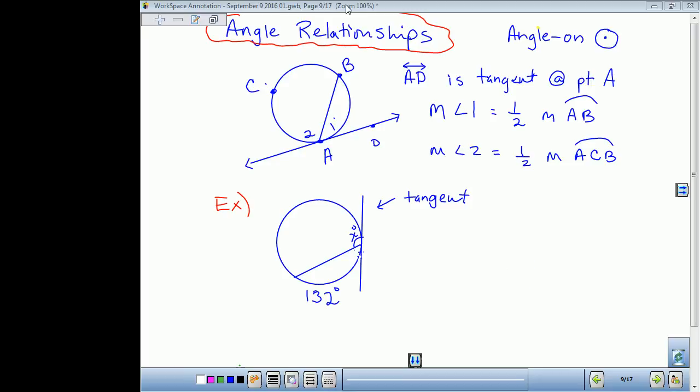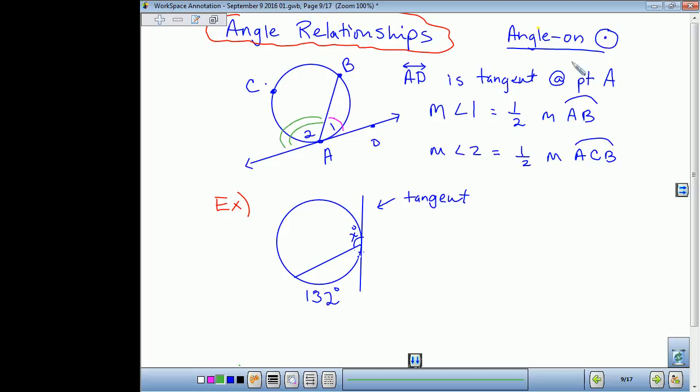Today we're looking at angle relationships, and we're starting with angles that are on the circle. This first one, we have an angle formed by a tangent and a chord. We actually have two angles: angle 1 here, and then angle 2.